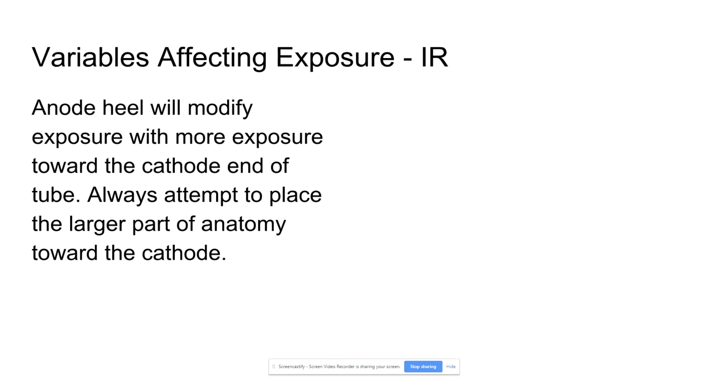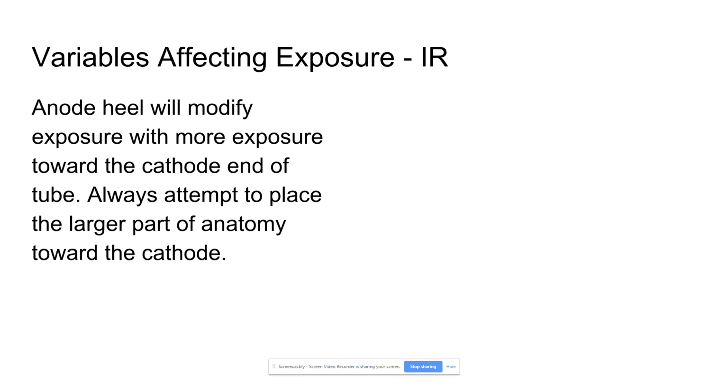Variables affecting exposure, anode heel effect. It's almost not applicable that much because it's always there. Although it's more evident the more you increase your field size, right, over a distance. So you're going to have more anode heel on a tib fib than you're going to have on the 3rd digit of your hand, right?